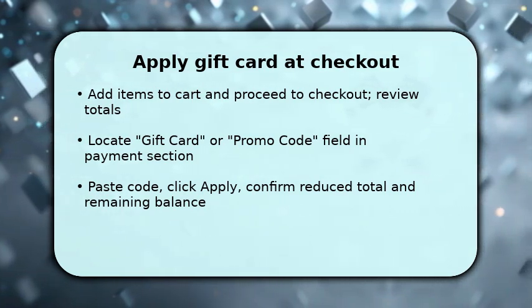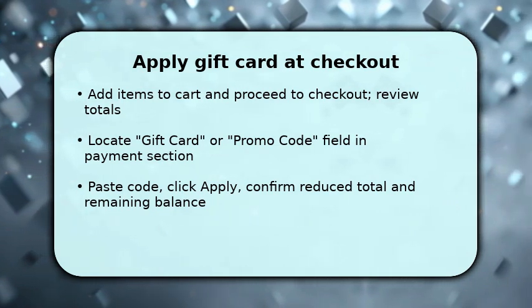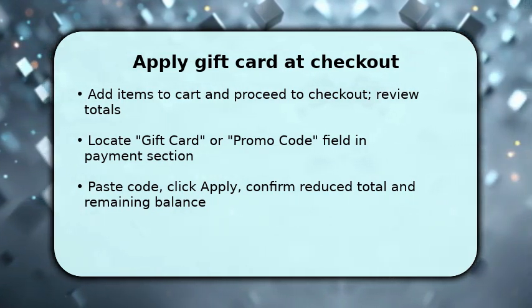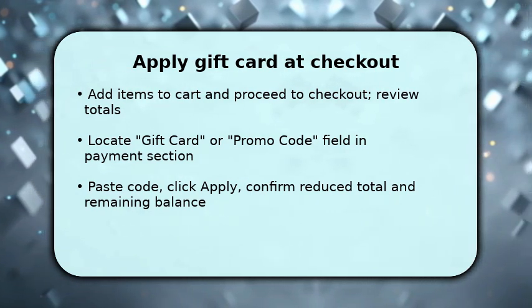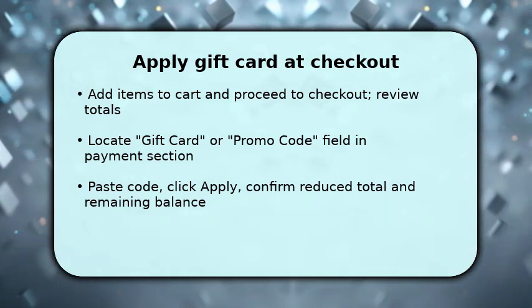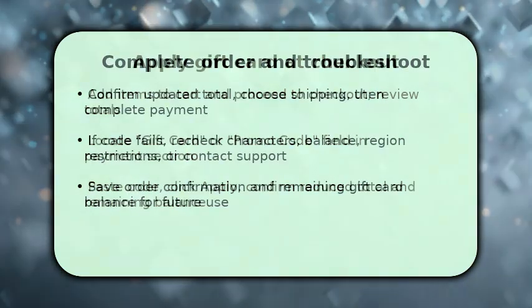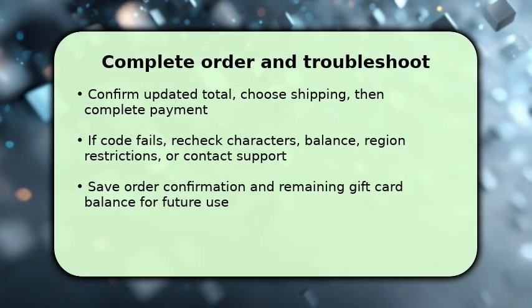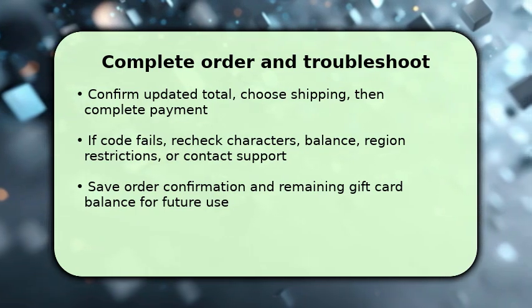If partial coverage occurs, select a secondary payment method for the leftover amount. Keeping this sequence prevents accidental double charges or lost discounts. You finish by confirming the adjusted total, choosing shipping, and completing payment. This charges any remainder to your alternate method.